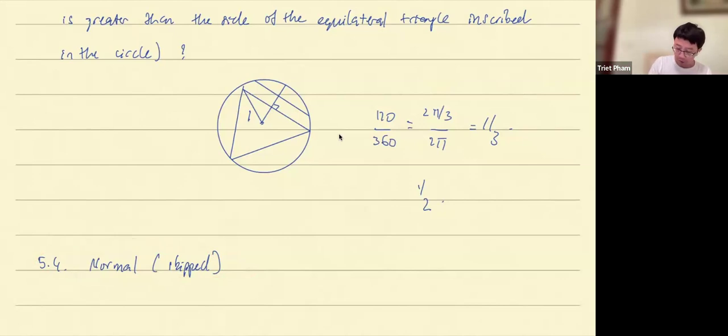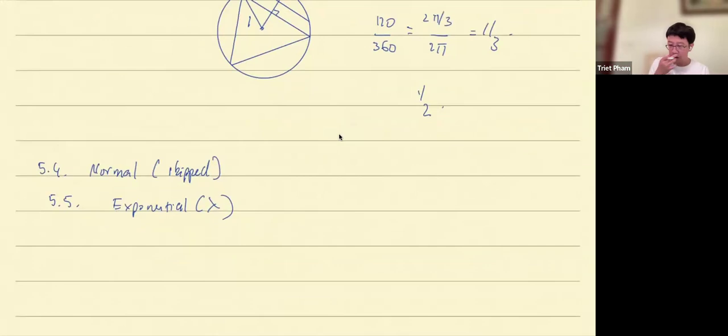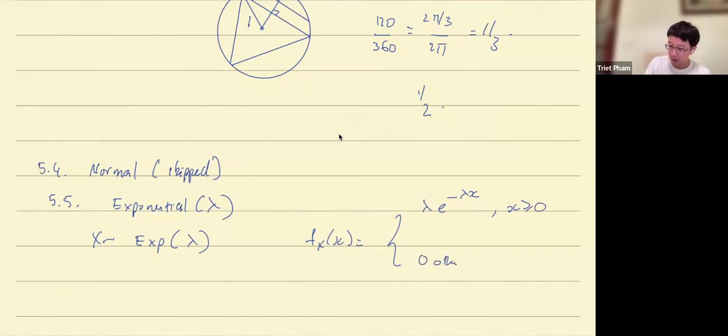And I want to move to 5.5 for now, which is the exponential lambda. All right. And so, of course, when you define a random variable, you have to start out with the density. So the density will be lambda e to minus lambda x, if x is non-negative, 0 otherwise.